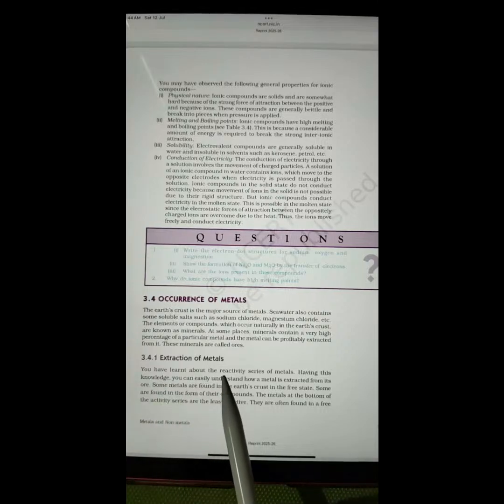3.4.1 Extraction of metals. You have learned about the reactivity series of metals. Having this knowledge, you can easily understand how a metal is extracted from its ore. Some metals are found in the Earth's crust in the free state, some are found in the form of their compounds. The metals at the bottom of the activity series are the least reactive.